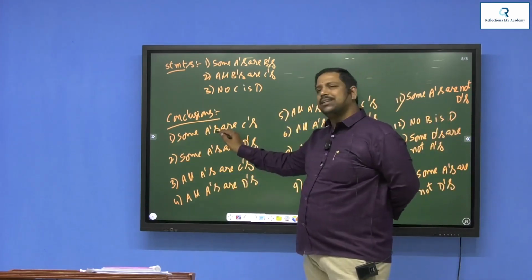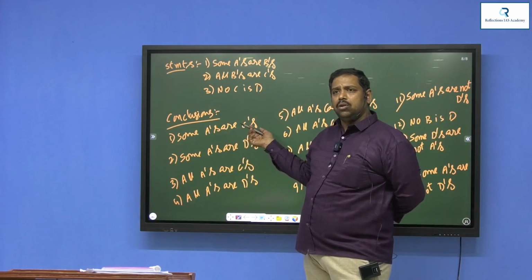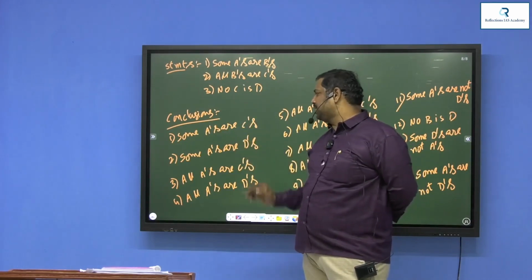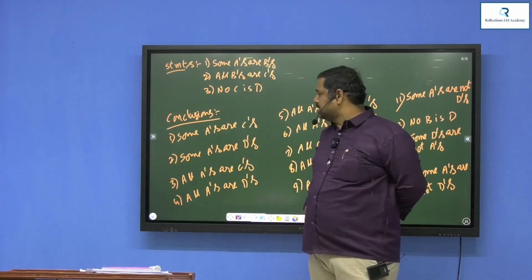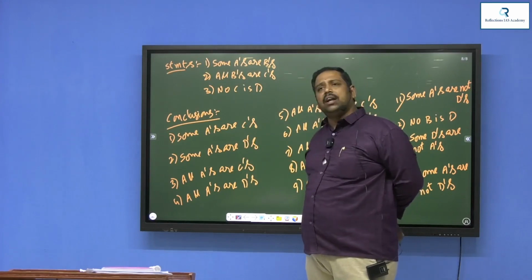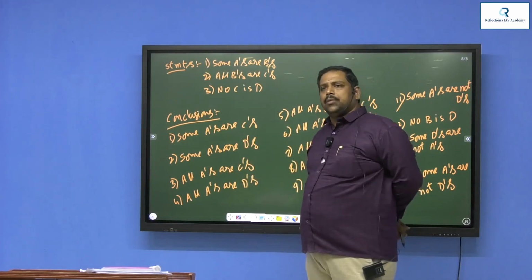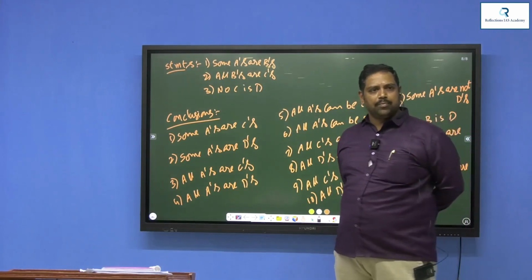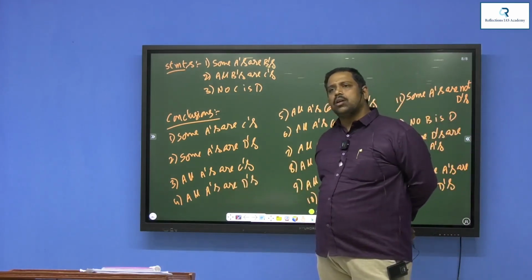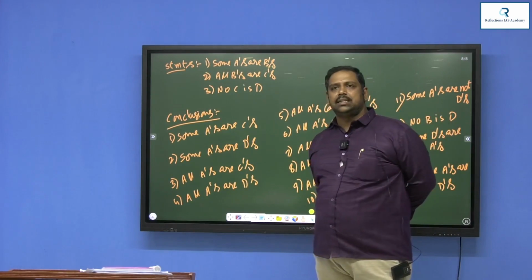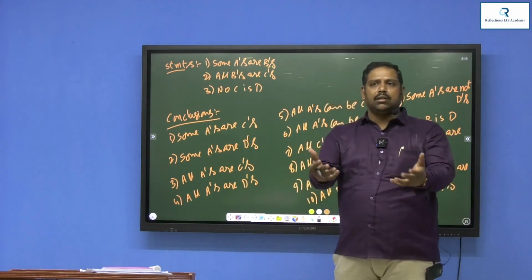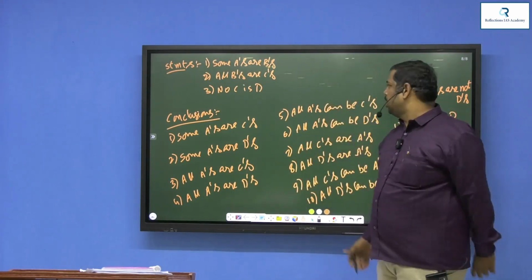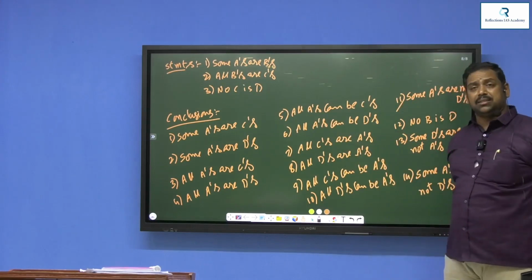Okay, the first one is definite. Positive or negative? Positive, definite positive. The second one is some A's are D's. Definite positive. The third one is all A's are C's. Definite positive. The next one is all A's are D's. You decide here. Definite positive. The fifth one is all A's can be C's.